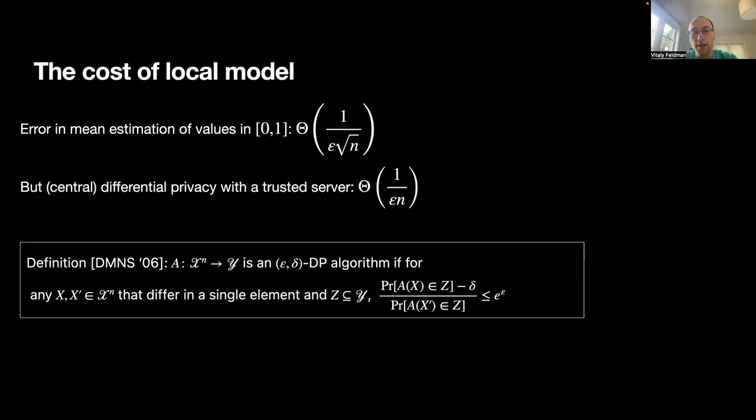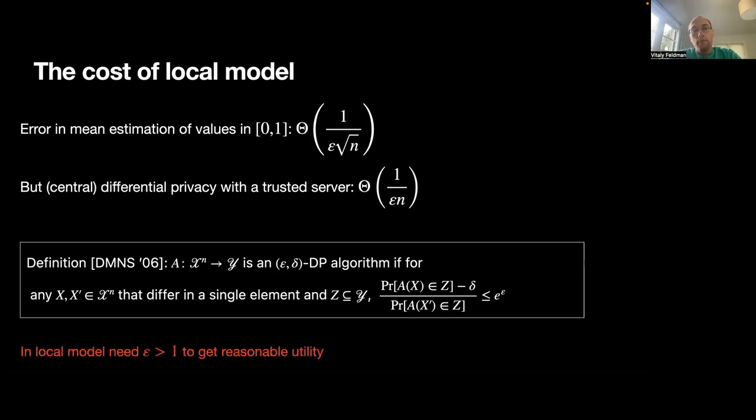And maybe the way to think about the difference between these two notions is that in the local model of differential privacy, we guarantee differential privacy when we observe everything that is being communicated by the user. Whereas in the central notion, we only guarantee it under the observation of the output of the algorithm, which could be just the mean or some other computation that the algorithm performs.